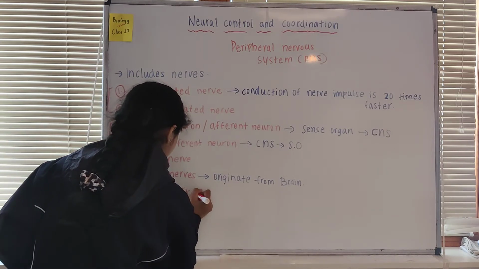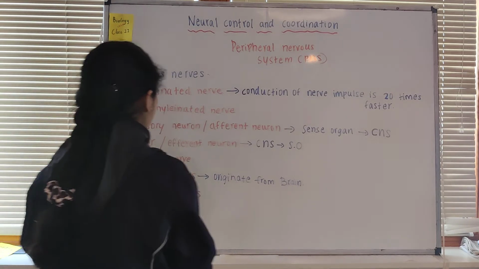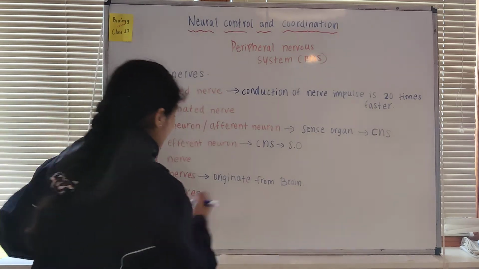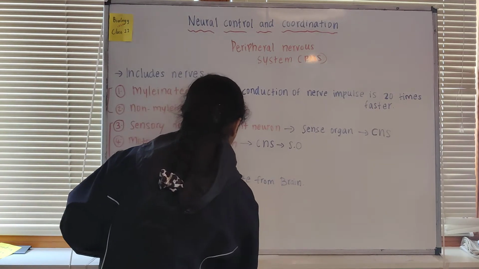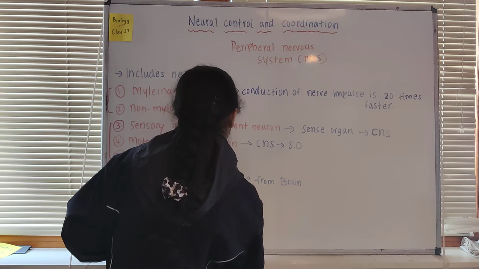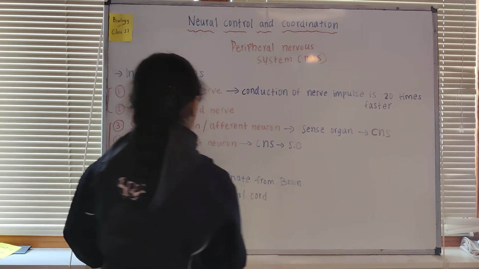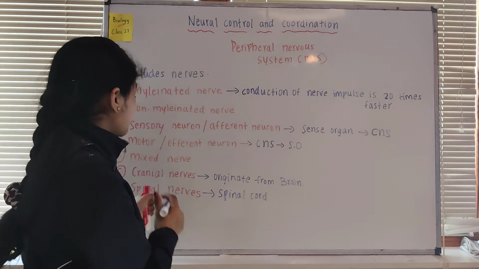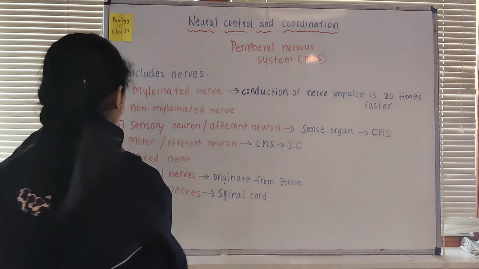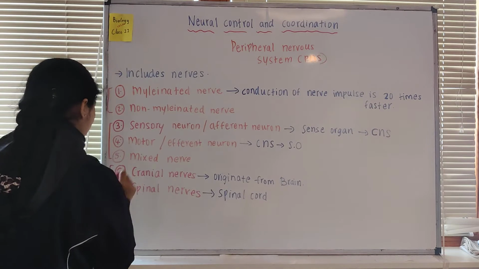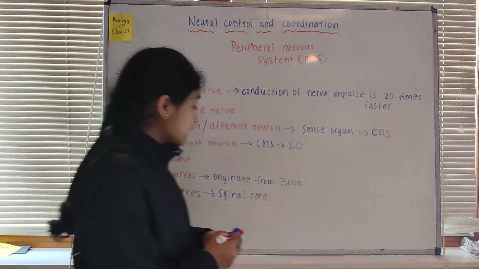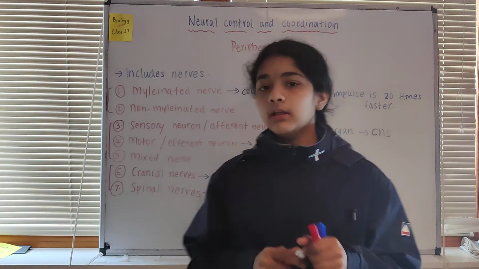Spinal nerves are the nerves that come from the spinal cord. So their origin is the spinal cord. From the spinal cord, these are the spinal nerves. This classification is on the basis of the origin of the nerves.